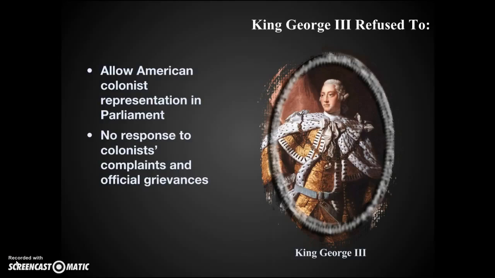King George III, the leader of Great Britain, continued to be bothered by the rebels in the 13 colonies. He refused to allow for colonist representation in Parliament. He did nothing to pacify the American colonists and continued to disregard their requests.